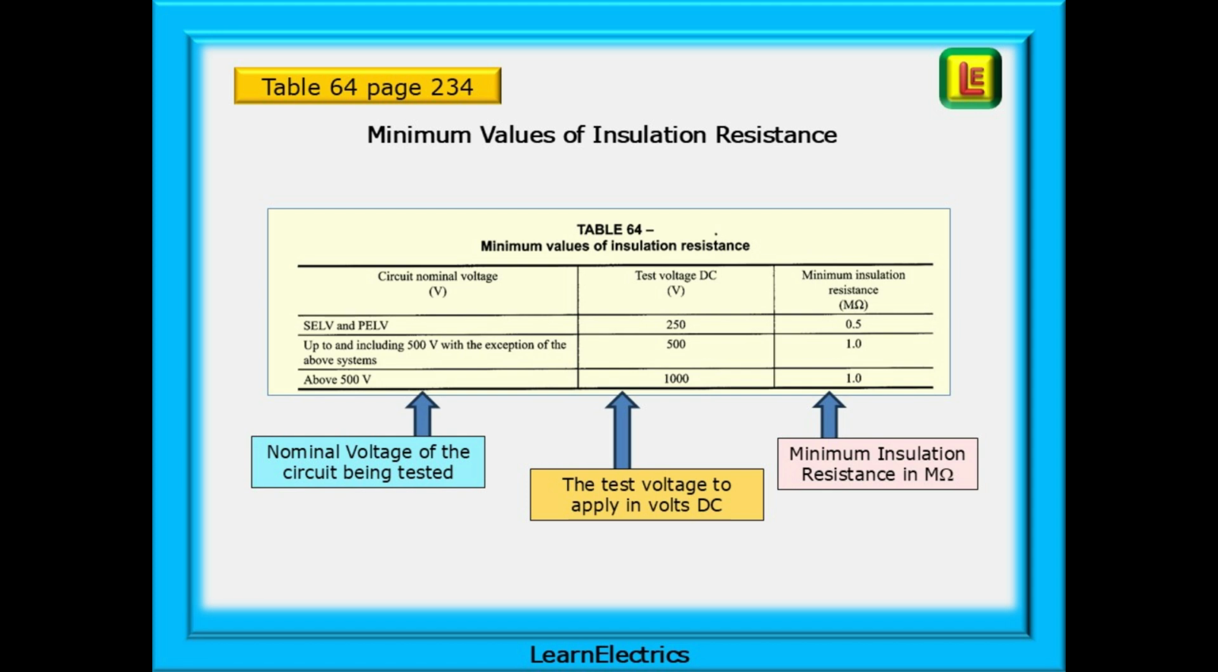The middle column tells us the test voltage to apply. Note that the test voltage is DC current, not AC. Having selected the nominal voltage and the test voltage for the circuit, the rightmost column will give the minimum insulation resistance for that circuit, given in megohms, millions of ohms.